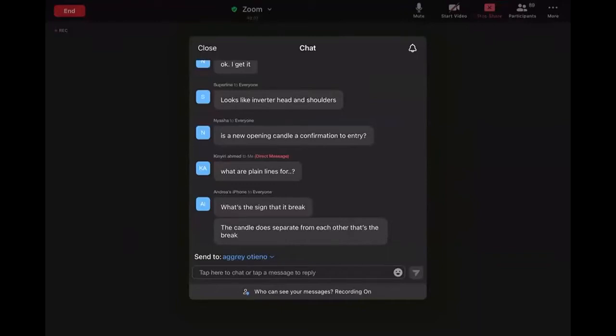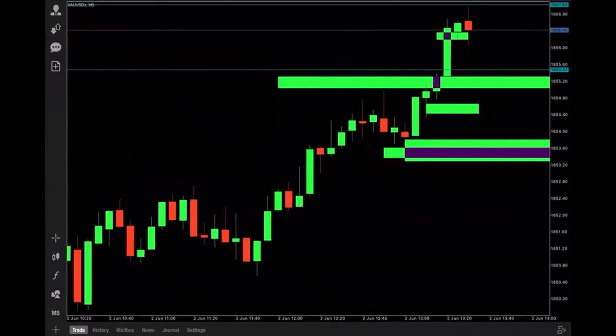What are the plain lines for? What's the sign that it breaks? The candles separate from each other. That's the break. I'm not understanding what you're saying, Andrea.